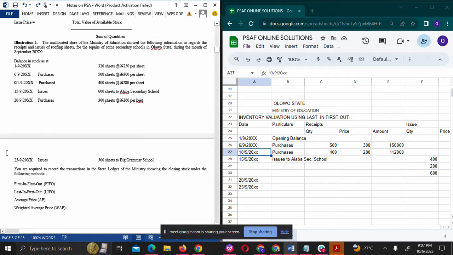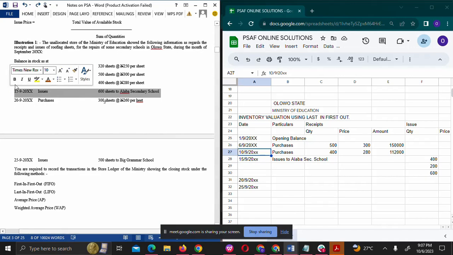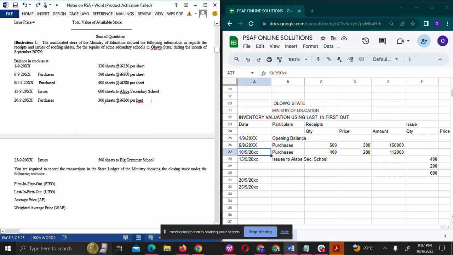I was saying that the 15th came before the 25th. So because the 15th came before the 25th, you are going to treat the 15th first before you treat the 25th. The idea of last in first out came from the idea that the one you purchased last will be the first one to be given out. Do you understand?